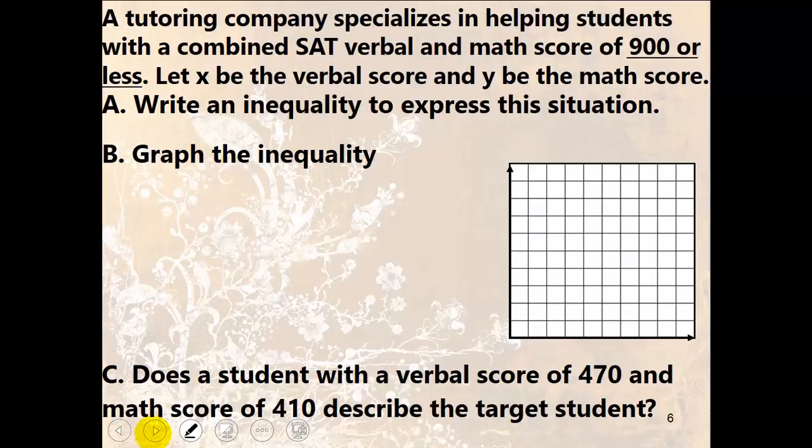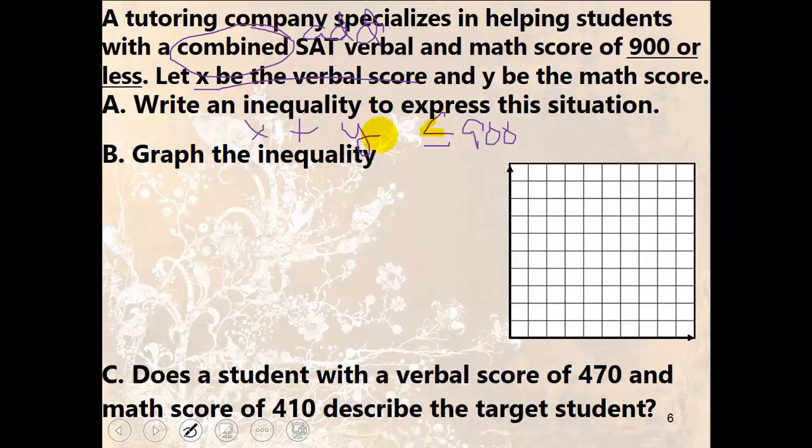So I think our last example is a tutor company that specializes in helping students with a combined SAT verbal and math score of 900 or less. 900 or less, so that means it has to be less than or equal to 900. Well, if x is the verbal score, it says combined, so that means we're going to add. So x plus y has to be less than or equal to 900.